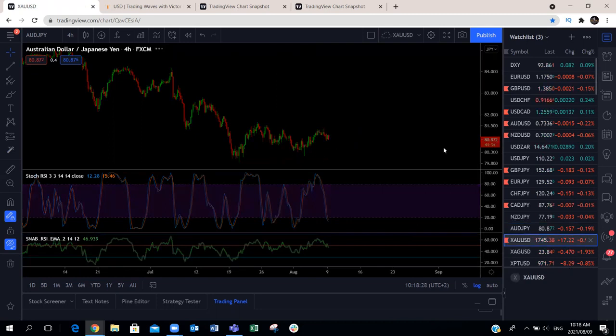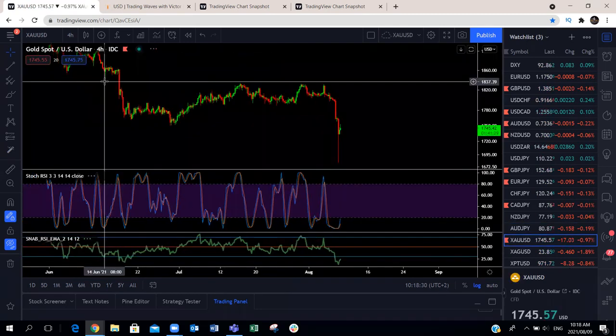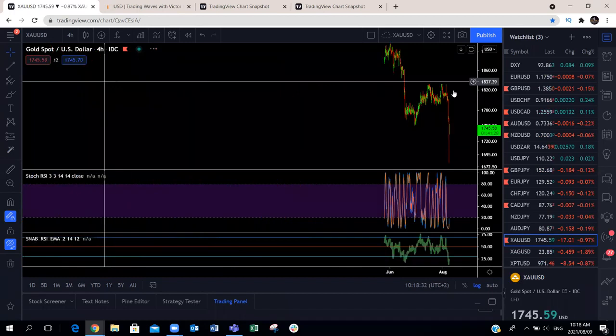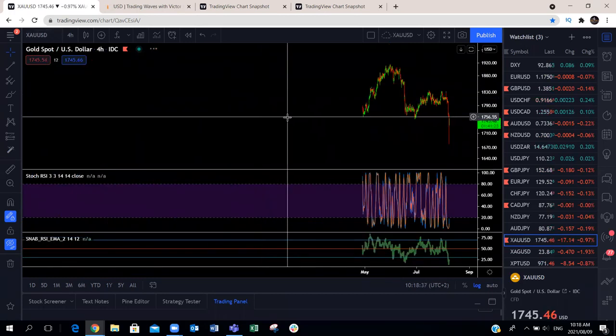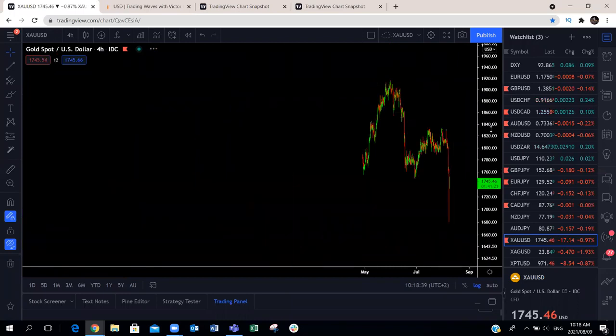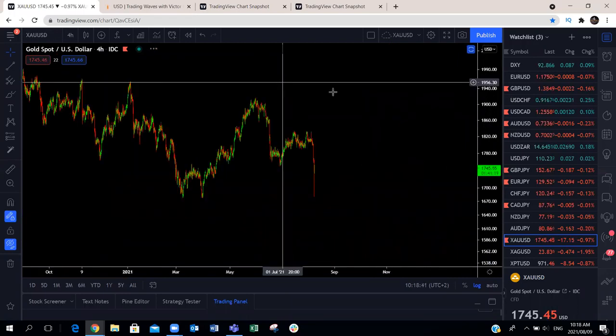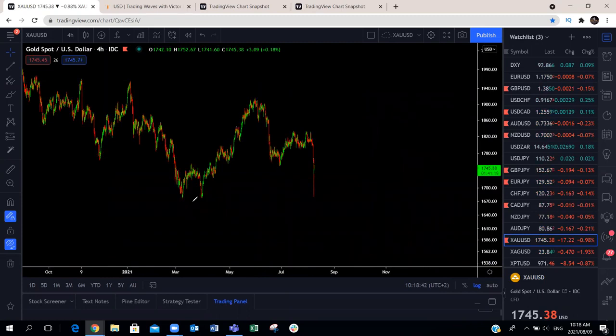Gold. Gold has dropped with quite a flash last week. But you will see that even with that flash, structural levels are still respected. Exactly where we wanted it to take, it has tagged. So we've got a move to the upside.